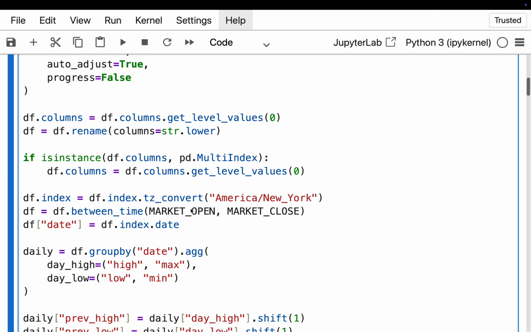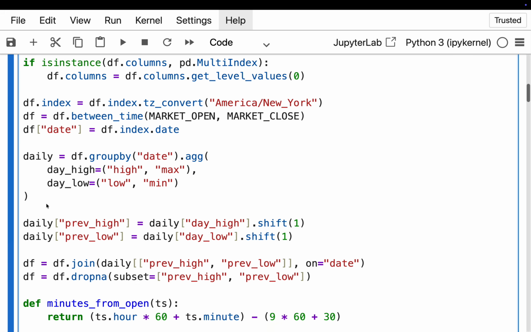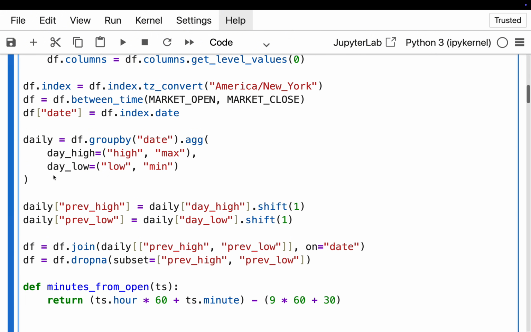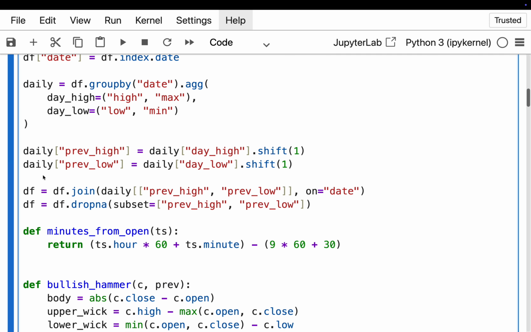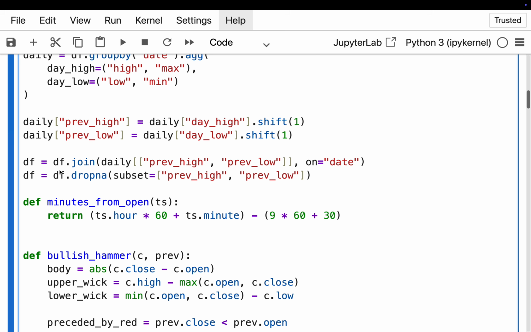No pre-market, no after hours, and we tag each row with its calendar date so we can group by day later. From that daily grouping, we pull each day's high and low, then shift those values by 1 day to get the previous day's high and low. These are our breakout levels, the core of step 1. We join those back onto the 5-minute data frame and drop any rows that don't have a prior day yet, which just cuts the first trading day.